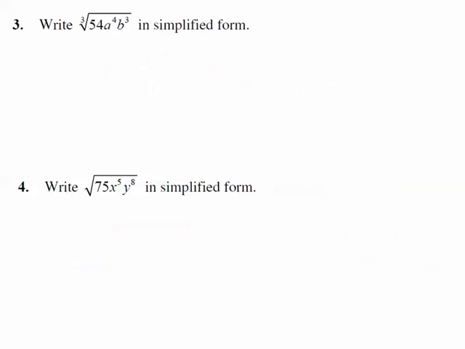Cool. Alright, 3 and 4, very similar. Careful, this is a cube root. So then you're thinking about perfect cubes now. And if you want to, in your mind, just sort of start cubing numbers here. 1 times 1 times 1. 2 times 2 times 2. 3 times 3 times 3. 4 times 4 times 4. See what those numbers are.